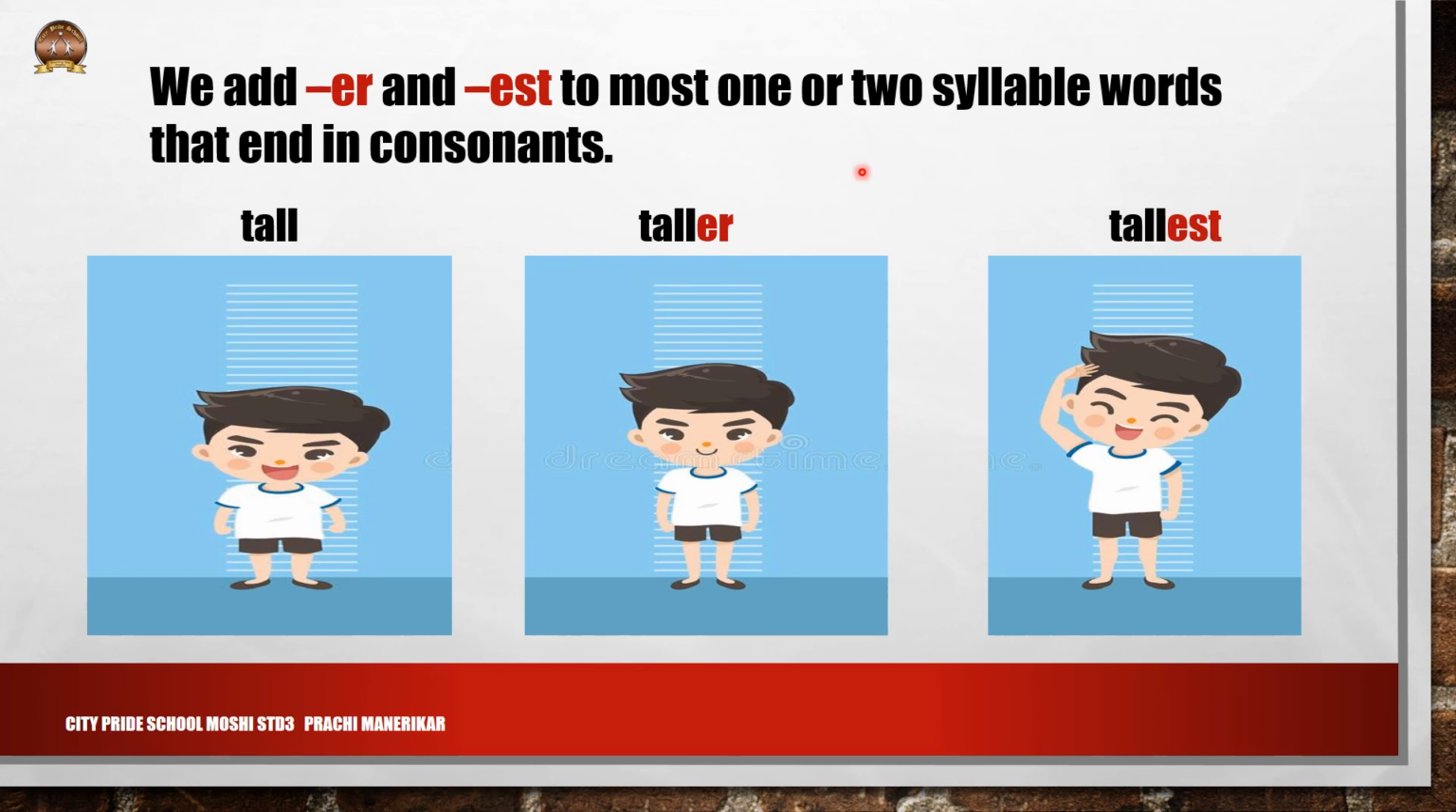So, whenever a positive degree word ends with a consonant sound and it is a one or two syllable word, we add er to change it into comparative and we add est to change it into superlative degree.